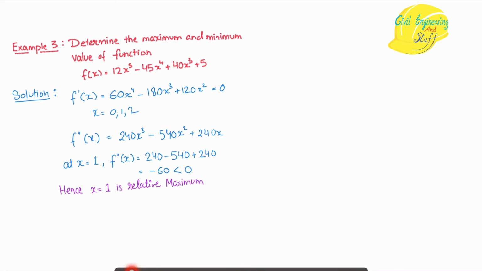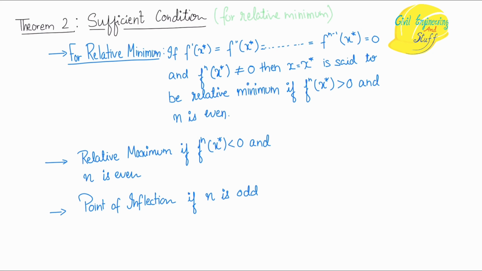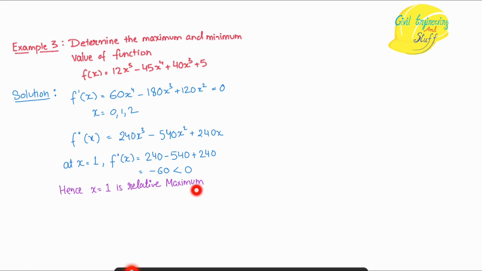For the second derivative, f double dash x equal to this. At x equal to 1, we have f double dash x equal to minus 60, and minus 60 is less than 0. So we can say x equal to 1 is a relative maximum point. As we can see, the second derivative is less than 0, and the second derivative is of course of even order, so we have the relative maximum value.